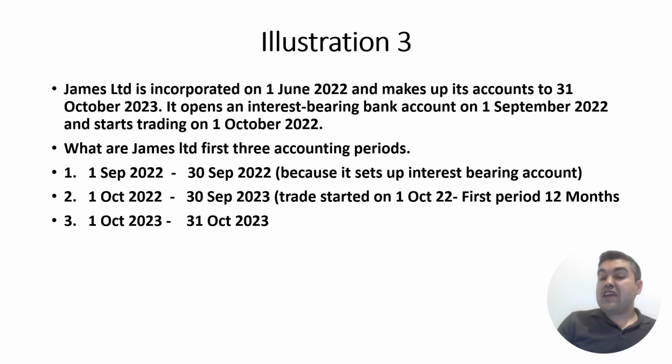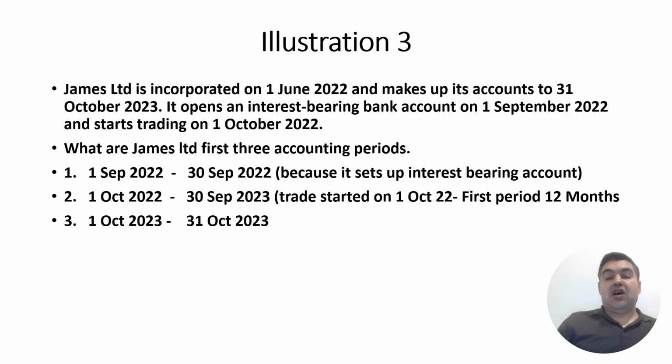However, it will end when the company actually starts trading. So they start trading on 1st of October. So the first accounting period ends on 30th of September 2022 for corporation tax purposes. Then your second accounting period for corporation tax will begin on 1st of October 2022 and will end on 30th of September 2023, because for corporation tax purposes the accounting period cannot be longer than 12 months.